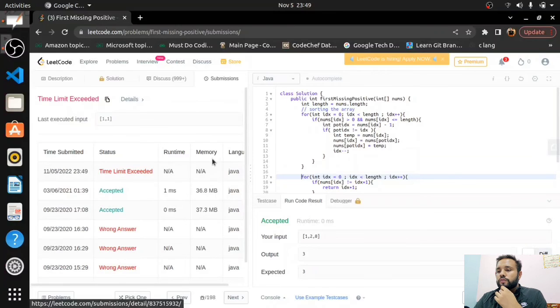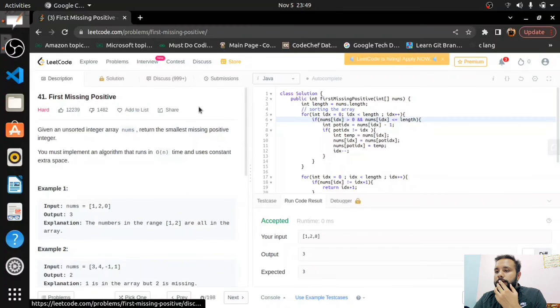TLE. Oh, wow. TLE. It means we are missing something. We are missing something.